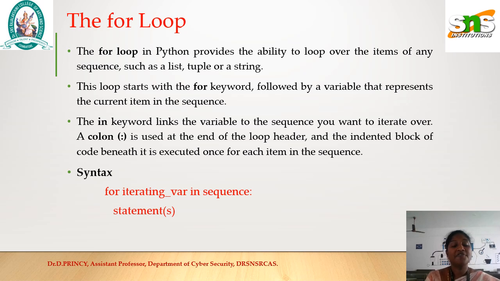For loop. The for loop is another type of loop used in Python. It provides the ability to loop over the items of any sequence, which can be a list, tuple, or string. The for loop starts with the keyword for, followed by an expression, followed by a colon and a set of indented statements. The syntax of the for loop is: for, iterating variable, that is a counter variable, in is a keyword followed by a sequence, which may be a list, a tuple, or a string. Then the indented statements.